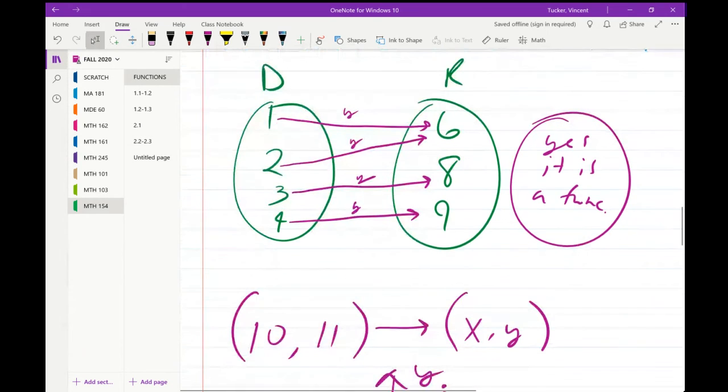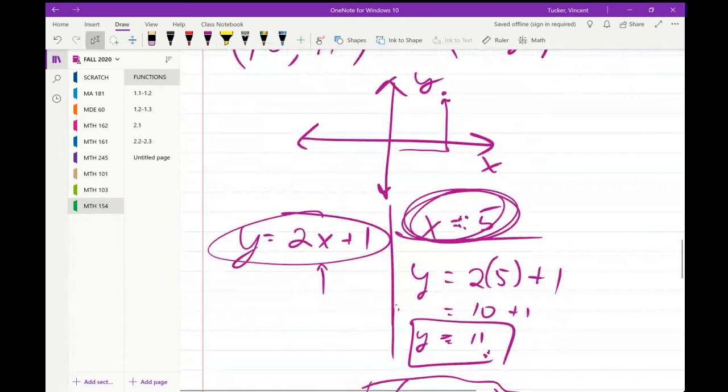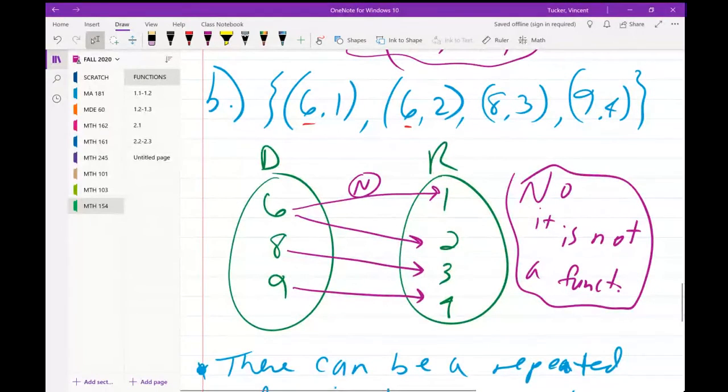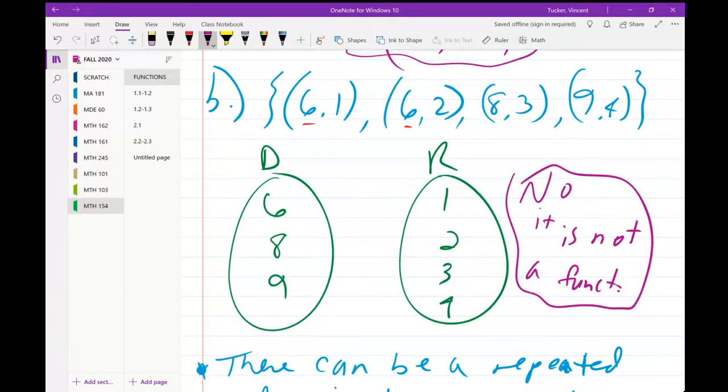All right. So here we have (6, 1), (6, 2), (8, 3), (9, 4). And we can do the same mapping that we did in the last one. Your domain is 6, 8, 9. Range is 1, 2, 3, 4.